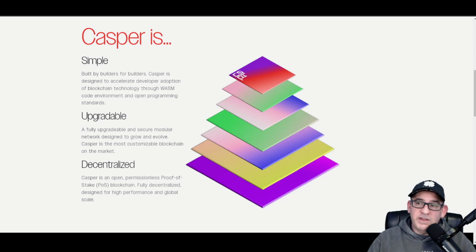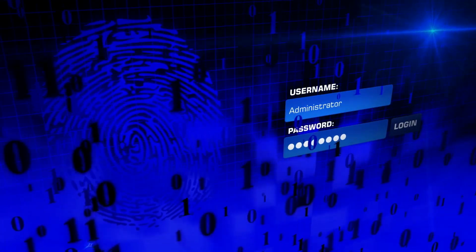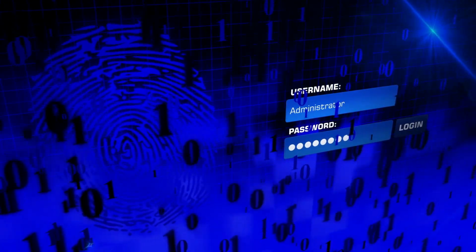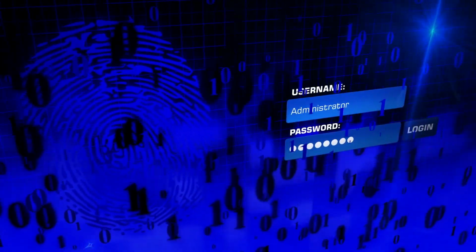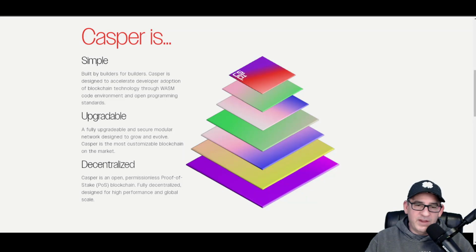Number 3, security. Casper network uses proof of stake consensus mechanism, which is designed to be more secure and energy efficient than traditional proof of work. Now, this helps prevent attacks and maintains the integrity of the network, right? A lot of these things are generally very secure.